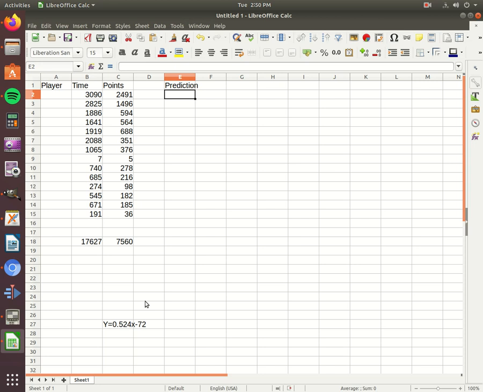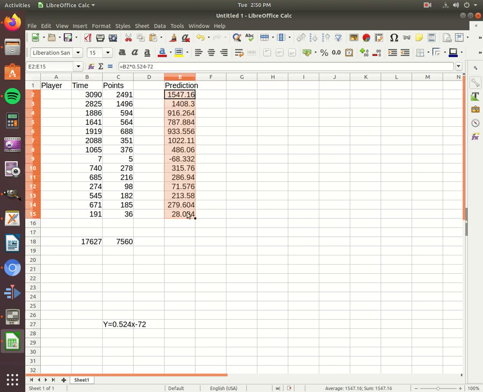So our prediction would be, if we take this equation, we're going to take whatever goes in here as our x, right? And we're going to multiply it by 0.524, and then we're going to subtract 72 from it. So our prediction for this guy was 1547. And then we'll just drag that down and it does all the math for me, which is pretty neat. So this is going to be all of my predictions.